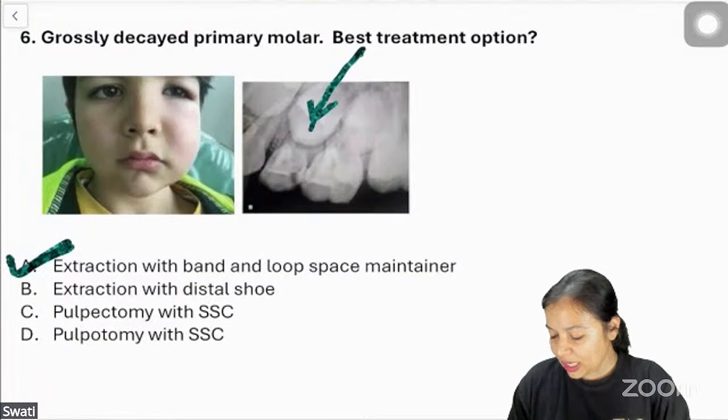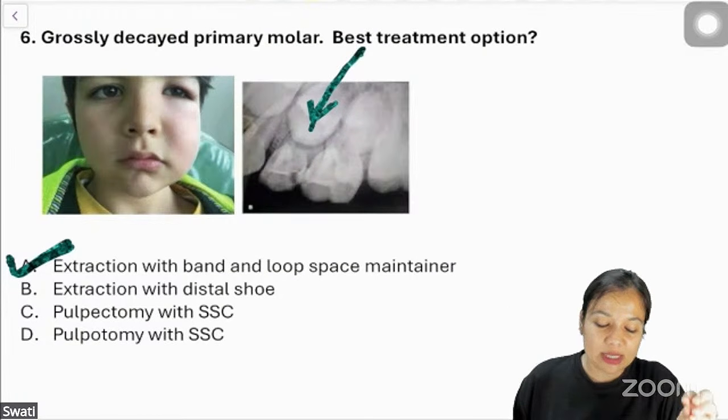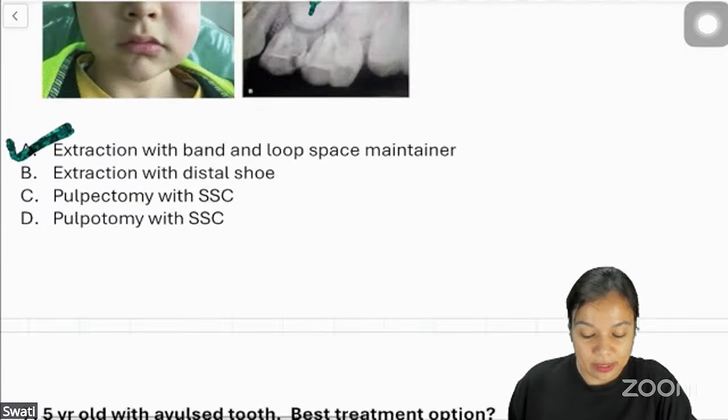Okay, even if the age is mentioned. So, right, the answer here is extraction with band and loop space maintainer.